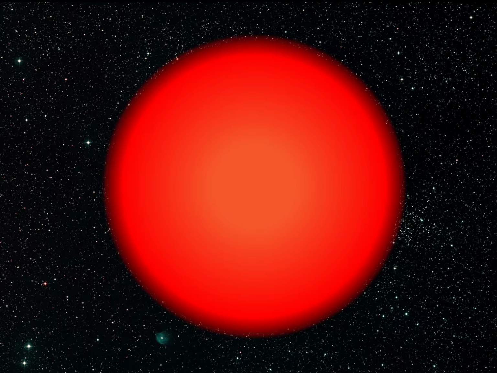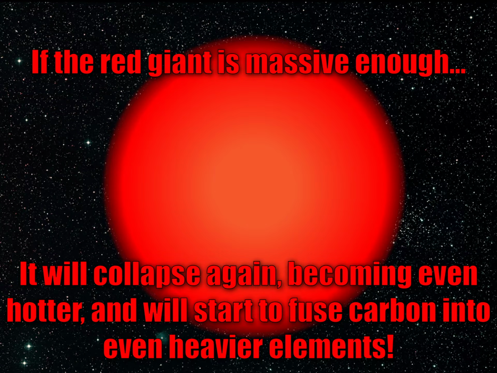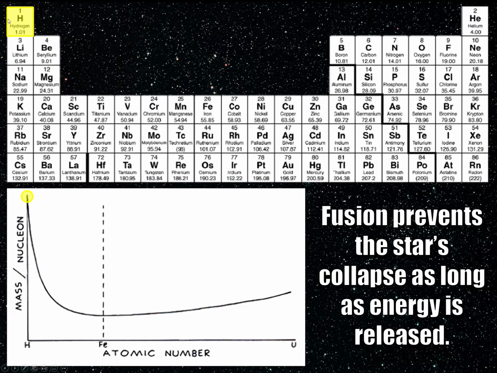But if the sun were larger, more than 8 times larger, then it could actually have enough gravitational pressure from its larger mass that it could collapse further. So if the red giant is massive enough, it'll collapse again, becoming even hotter, and then it can start to fuse carbon into even heavier elements. Here's a picture of the periodic table. As we track this, we're going to start at hydrogen and work our way up the periodic table.